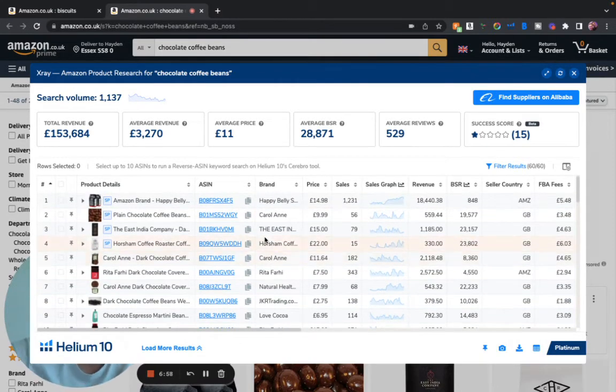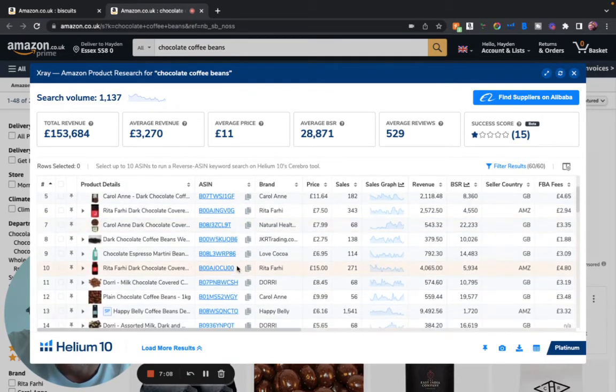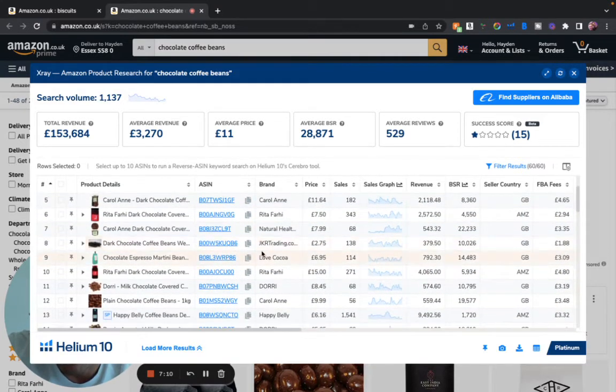So X-ray, let's go over it. What you're looking for here is obviously search volume. We're looking at a good amount of total revenue, which it's got. These first 4 sponsored products we're not interested in, right? Because we can't start looking at the data for the sponsored products because it's not accurate. This needs to be the organic.